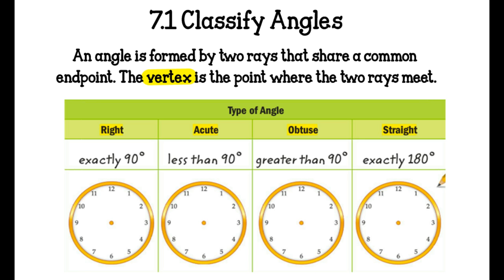An obtuse angle is greater than 90, so that might be something along the lines of 4 o'clock, or go a little bit wider and make it 5 o'clock. This angle right here is greater than a square, that 90-degree angle. And a straight angle, here's where I was thinking 6 o'clock. A straight angle makes a straight line. So it's two rays that back up together and make a very straight line.